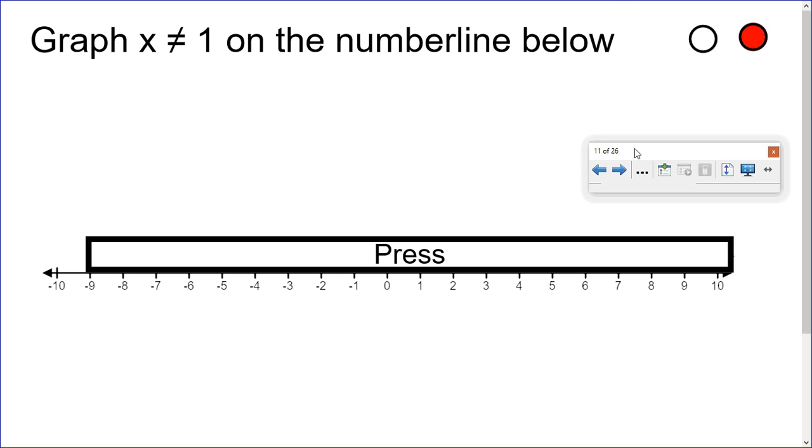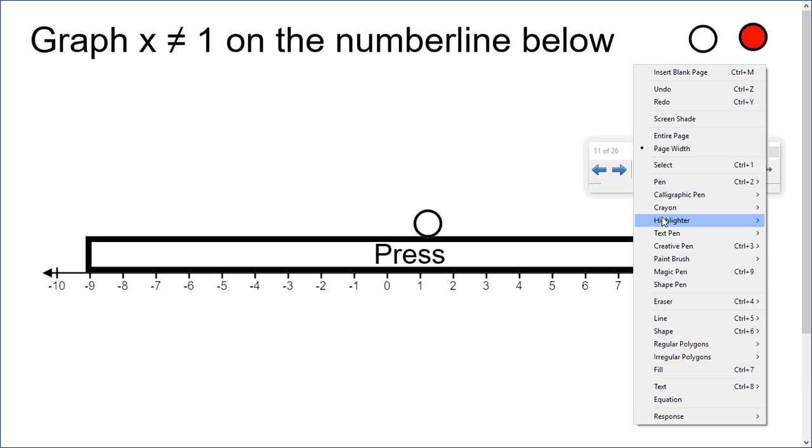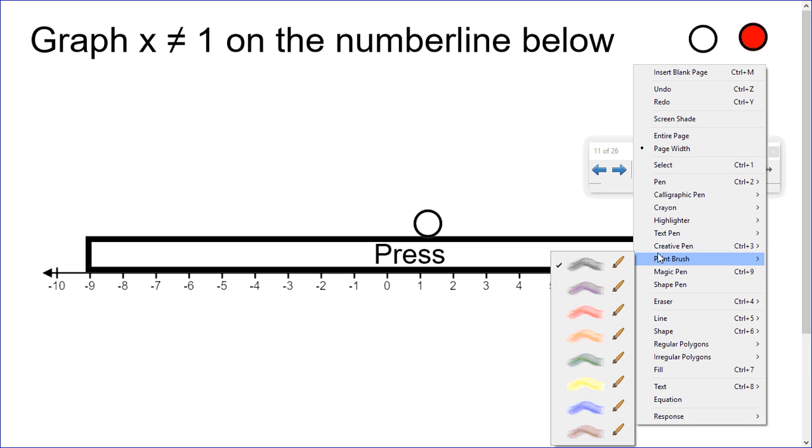All right, let's graph x not equal to 1. I mentioned earlier we don't use not equal to most times, so the circle is the one we're going to put down on the positive 1. And now we're going to get ourselves a line tool. So where's my line tool?